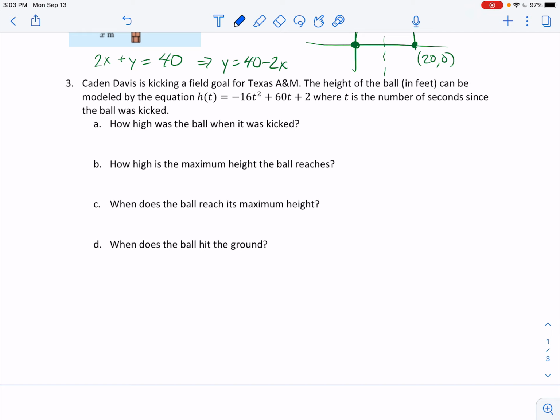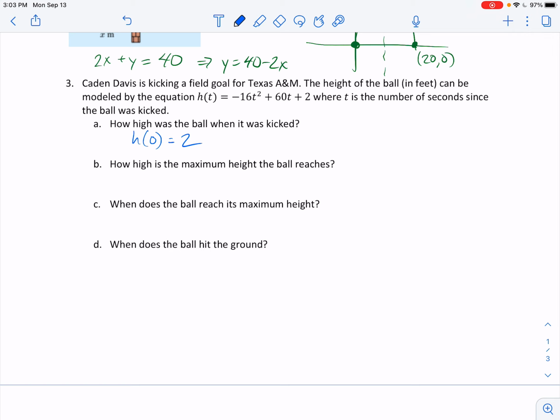The height of the ball in feet can be modeled by this equation, where t is the number of seconds since the ball was kicked. How high was the ball when it was kicked? So that's saying, how high is it at time 0? So this is going to just be equal to 2. Notice this is gone and this is gone, and we're just left with that. How high is the maximum height the ball reaches? Well, we need to figure out its vertex.